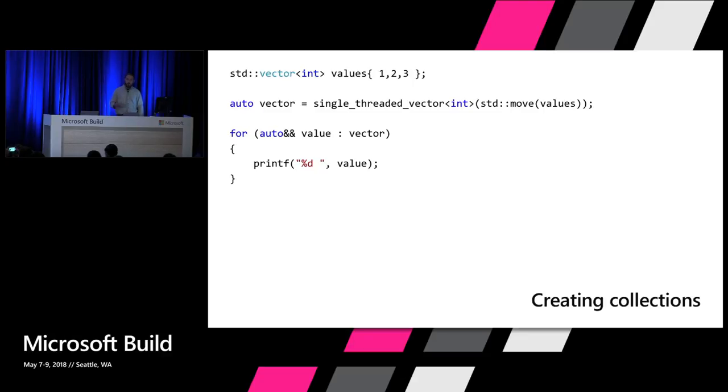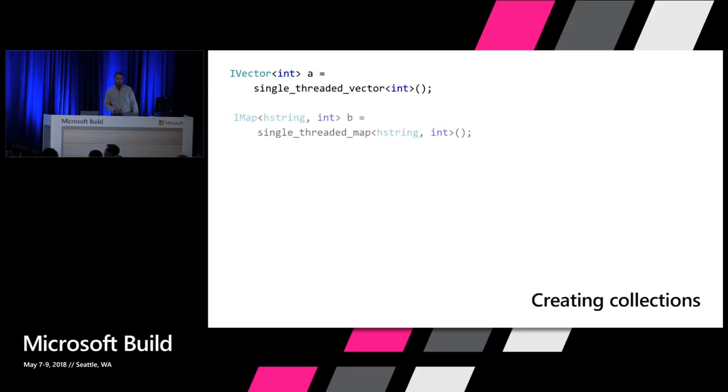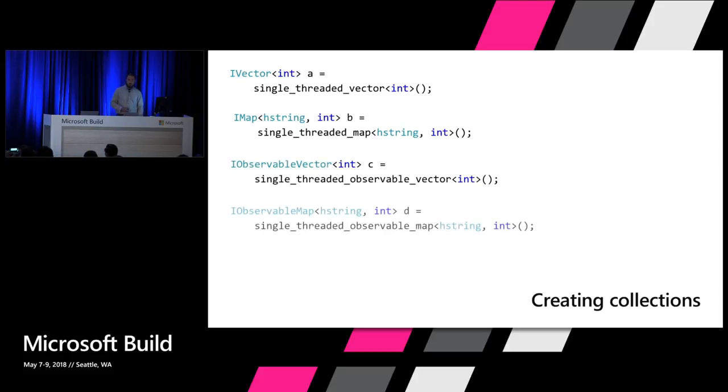You may want to avoid the overhead of implementing or populating that interface across the API, and so you can start off with a std vector, do all your work up front, and then simply move the contents of that into the implementation, and that'll certainly work as you would expect. So we provide single-threaded vector. There's an associative container version, and there's observable versions as well. All of those are called single-threaded in the sense that they don't provide any concurrency. They're not thread safe.